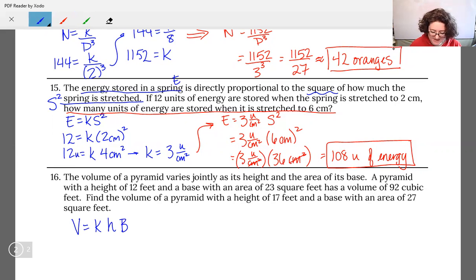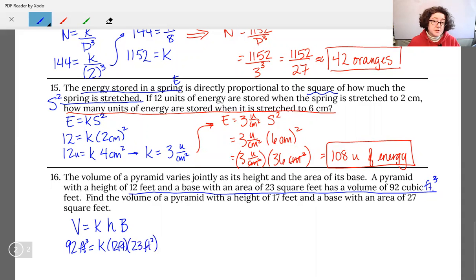A pyramid with a height of 12 feet and a base with area of 23 square feet has a volume of 92 cubic feet. So feet cubed. So let's plug those in and see where we're at. So volume is, let's see, 92 feet cubed equals, we don't know the K value yet. Our height is 12 feet. And our area of our base is 23 square feet.